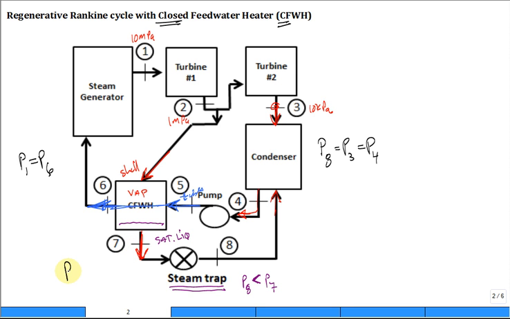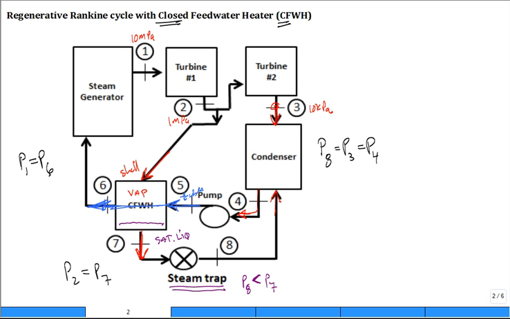Let's take a look at pressure at 2 versus the pressure at 7. Is the pressure at 2 equal to the pressure at 7, or is one higher than the other? The steam goes in, condenses, and the liquid is drained off at 7. The condensate is drained at 7. Is there any pressure difference between 2 and 7?